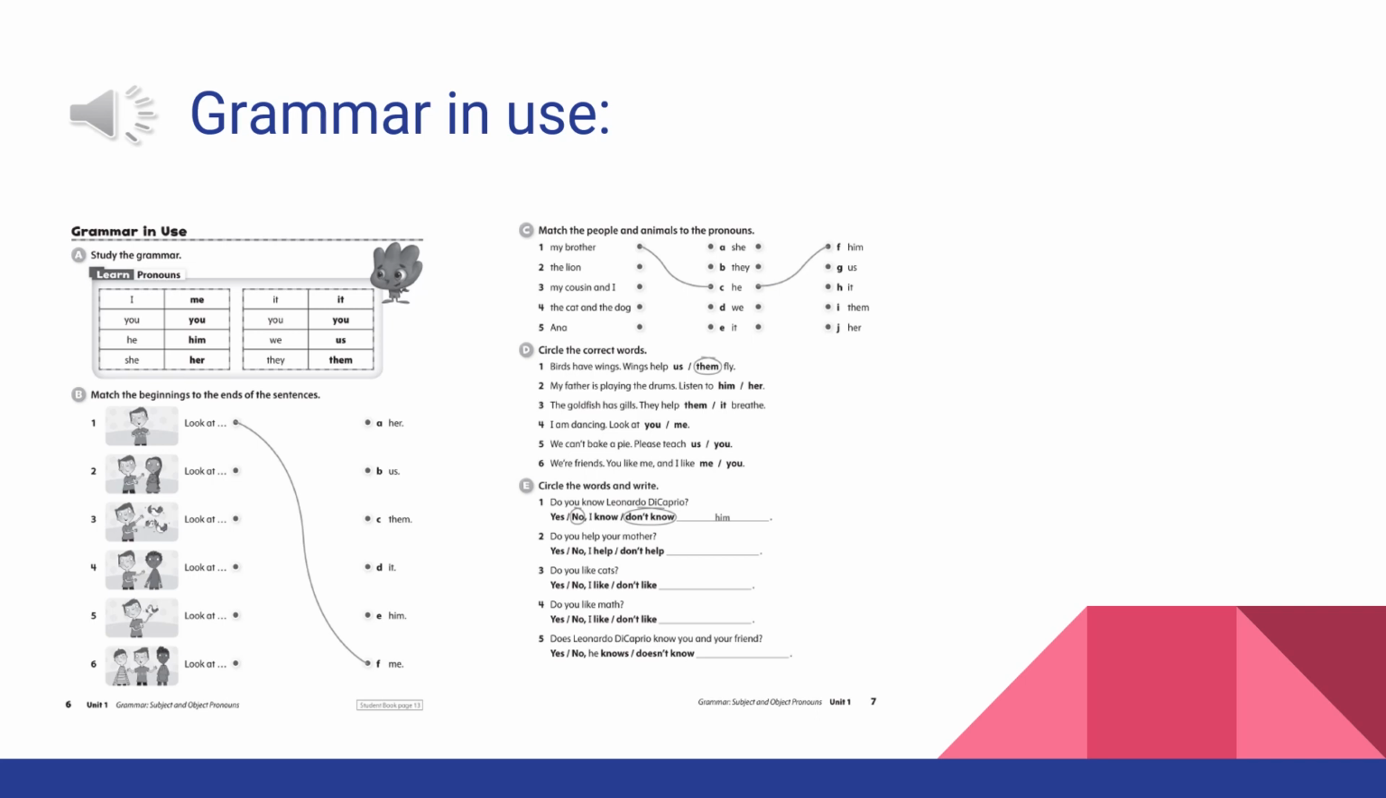Number 4, I'm dancing. Look at me. We can't bake a pie. Please teach us. We pronoun is us. Number 6, we are friends. You like me and I like you, because you pronoun is you.